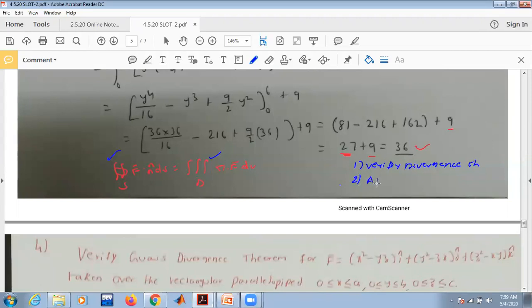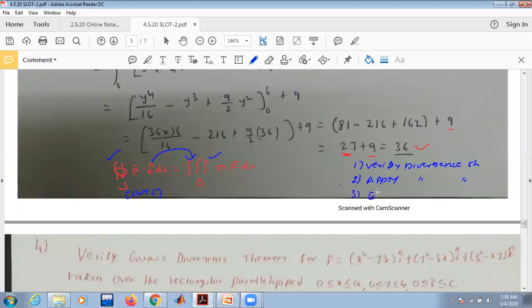Or you may be asked to apply the divergence theorem. When you're asked to apply the divergence theorem, make sure that the surface is a closed surface, and then you convert this surface integral to a triple integral. That means, instead of evaluating the surface integral directly in the usual method, you need to convert this into a triple integral and then evaluate the answer.